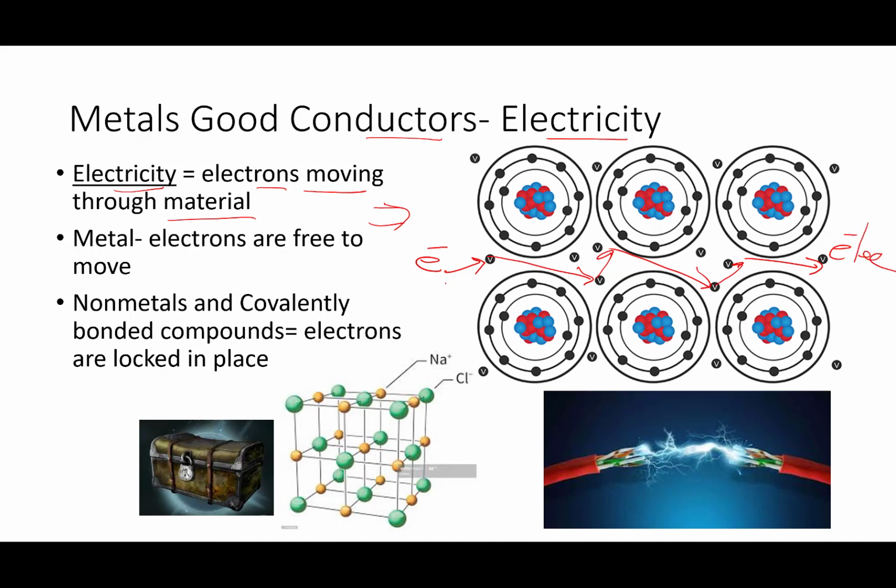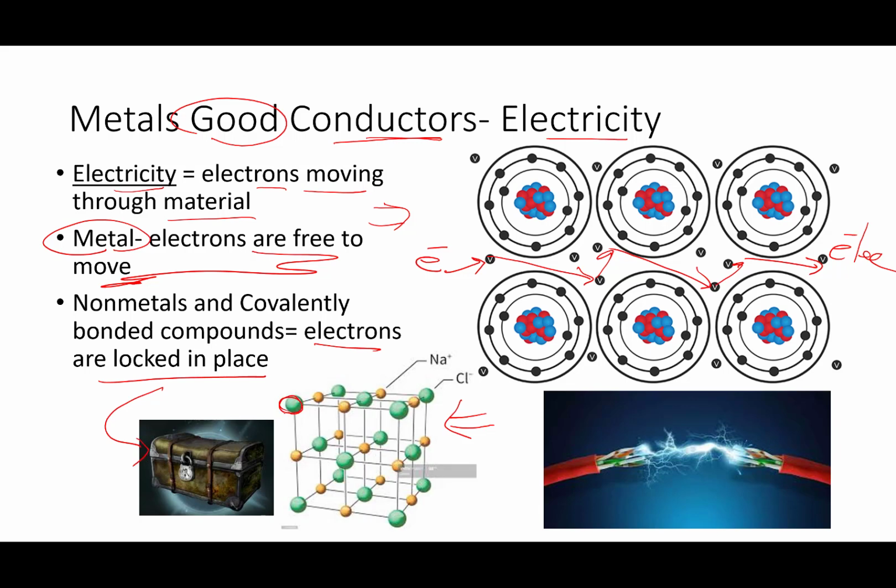It is because of the fact that these electrons are free to move that makes these metals really good electrical conductors. If you had something that was covalently bonded or ionically bonded, like this crystal of salt, the electrons are going to be locked in place. They are locked in the vault. This little atom right here is locked in place. It is not going to move.